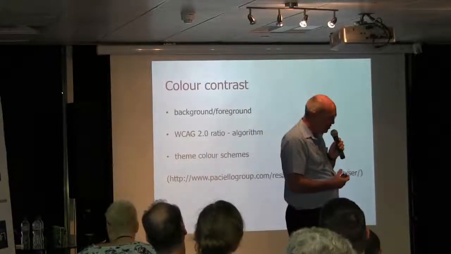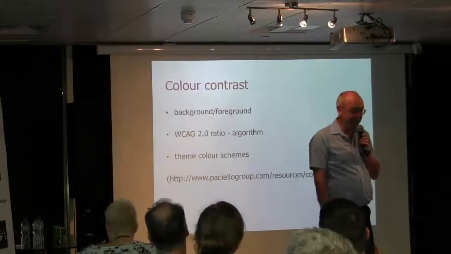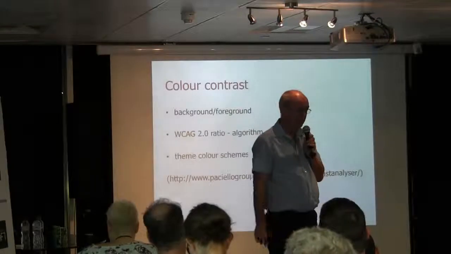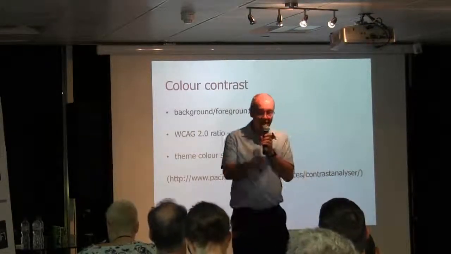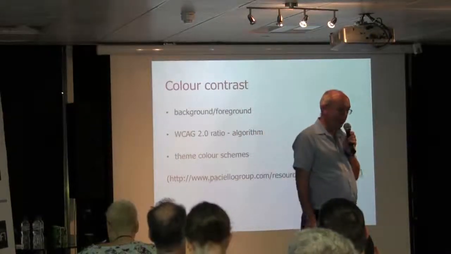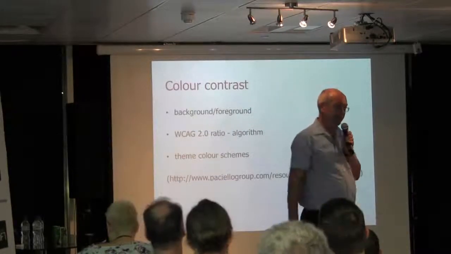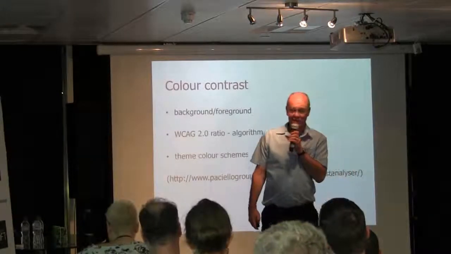To know whether or not you've got sufficient colour contrast, there's a ratio that's defined in the WCAG 2 guidelines, which are worldwide accepted guidelines about accessibility. It's quite a complicated algorithm, and so the link that I've included at the bottom there is to a tool that you can download which will help you do that. It's got a colour picker which you can pop onto the background and the foreground, and it will tell you immediately whether or not there's sufficient colour contrast.